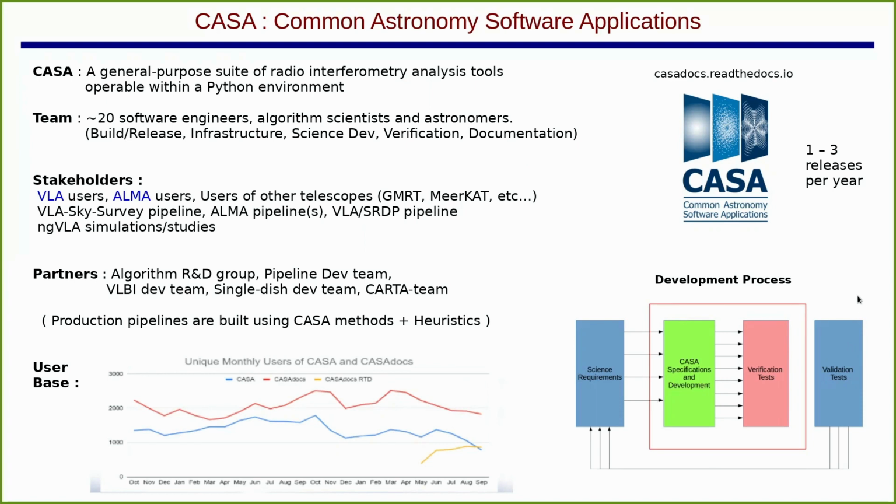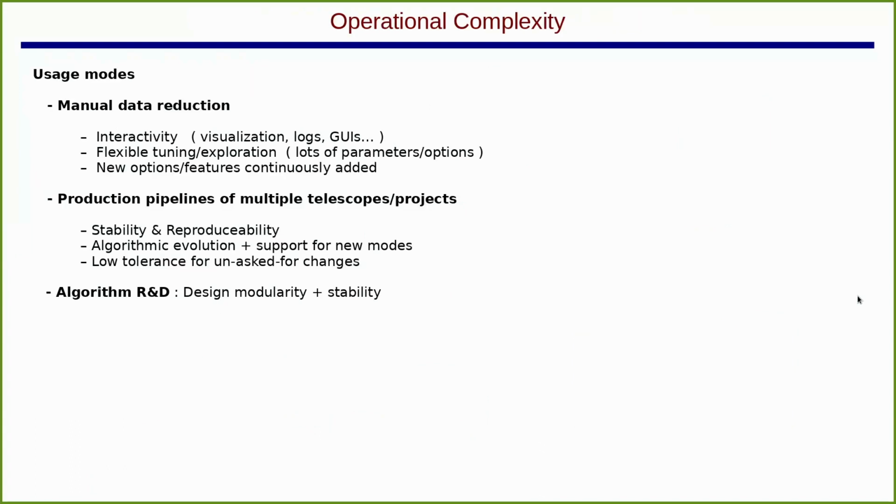So where does numerical accuracy come into all of this, and how does this play out for us? To get there, let's talk about the operational complexity that we work with. We support a variety of usage modes. There's manual data reduction, where people interactively use the software. This is where people are exploring how best to reduce their data. So the emphasis is on flexibility, with a lot of parameters and options to tune and explore the algorithms. And this is also where a lot of new options and features are always being added. So the code is in flux and the code is changing.